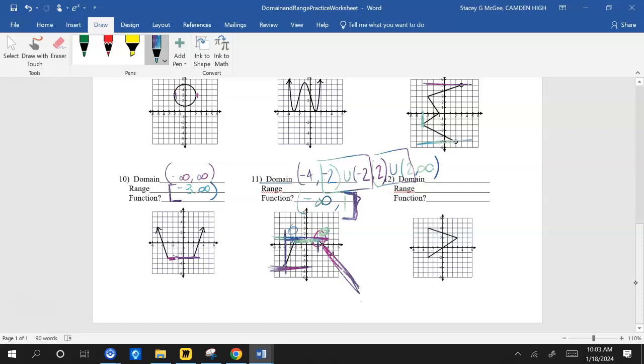How about 12? What's the domain? -3 to 3. Inclusive or exclusive? Inclusive. How about the range? Inclusive, exclusive?